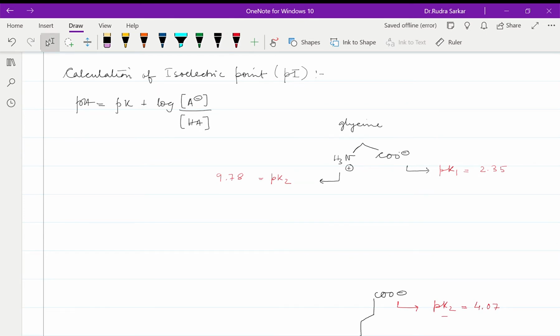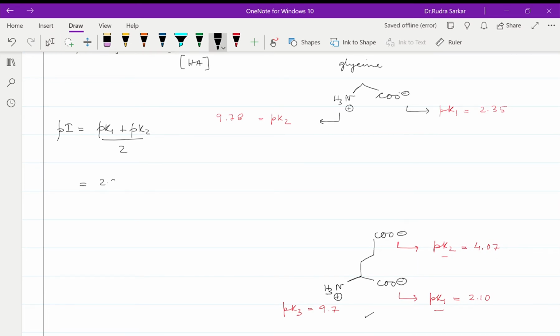Here we have been given the amino acid glycine, which has no extra charge, or one can say no extra carboxylic acid group or extra NH3 plus group. So for this the calculation is very simple, in which we will say pI is equal to pKa1 plus pKa2 divided by 2, which means it is 2.35 plus 9.78 divided by 2, and the value will come to be 6.07. Now, the pH at which a molecule carries no net charge is called its isoelectric point.